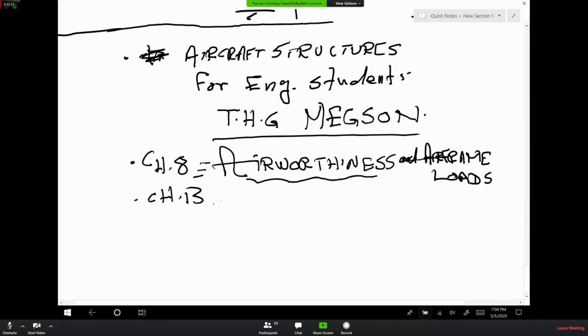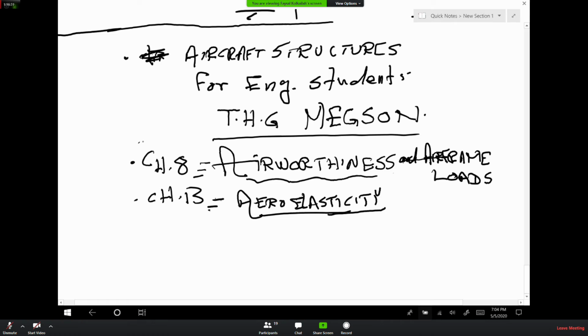Then chapter 13, and that's more like the subject we want to talk about, is aeroelasticity. I don't know if what I'm saying is accurate, but the way I look at aeroelasticity is as a branch of airworthiness, if you know what I mean. And I will try to explain in the next hour or so we have.